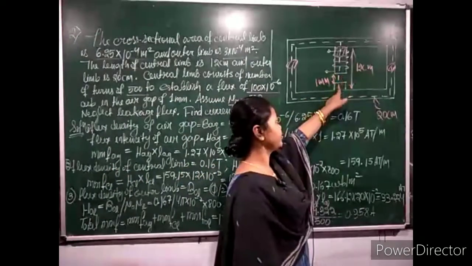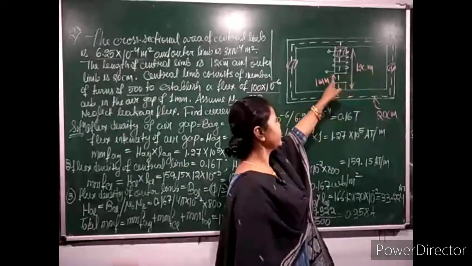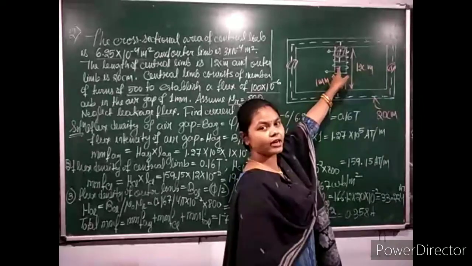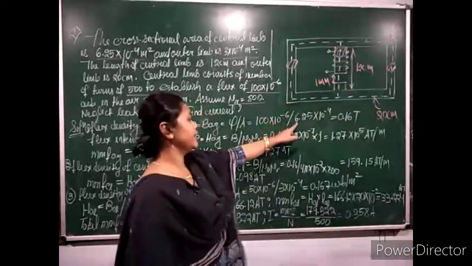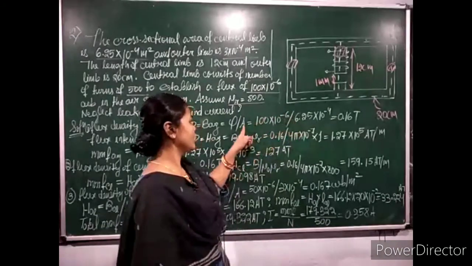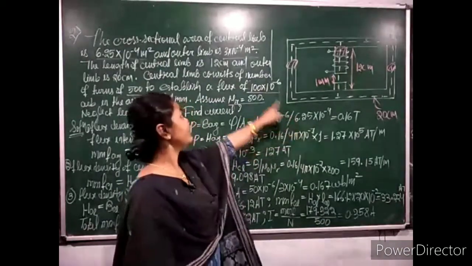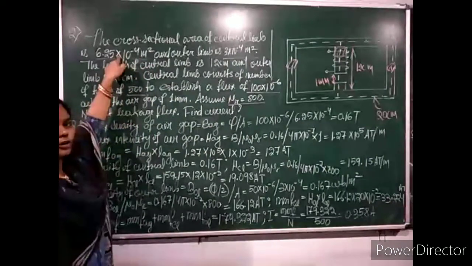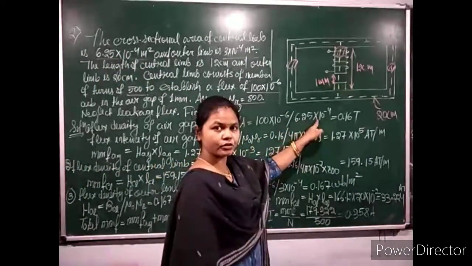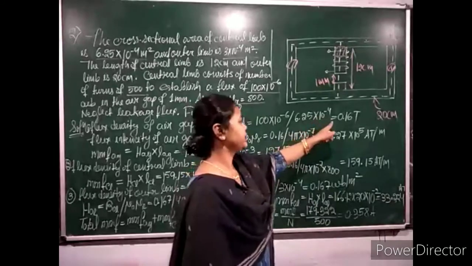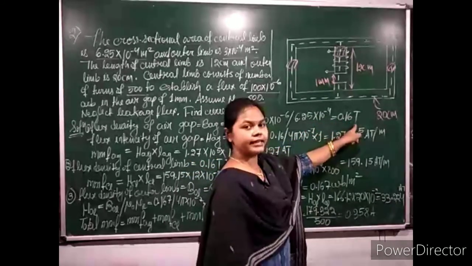This is the central limb. So, area of the air gap is equal to the area of the central limb. Here I put its cross-sectional area equal to the cross-sectional area of the central limb, which is 6.25 into 10 to the power minus 4, which gives 0.16 Tesla.